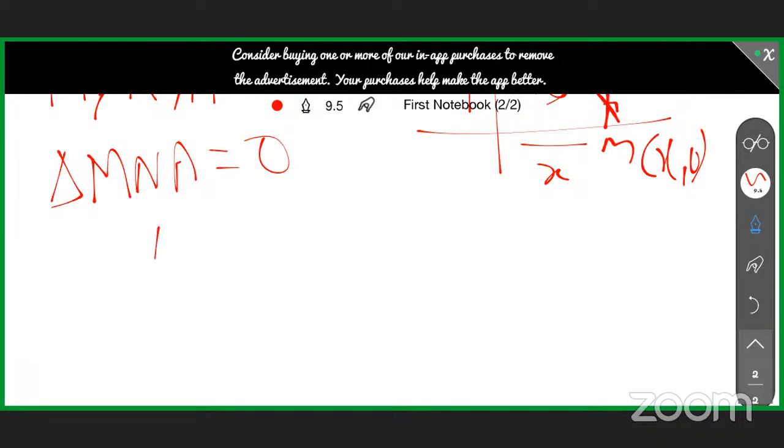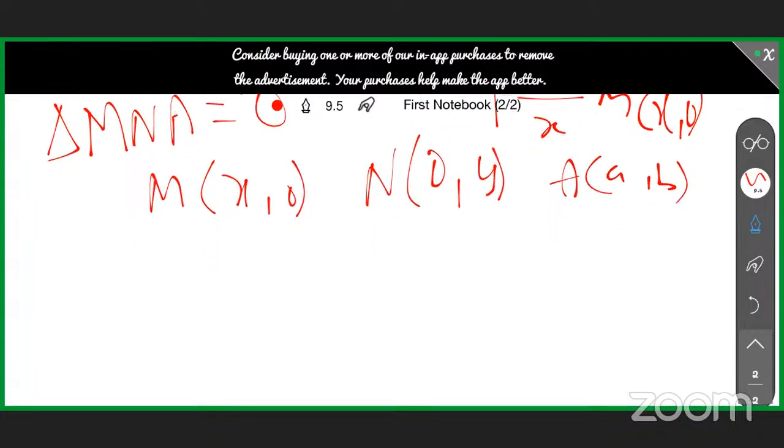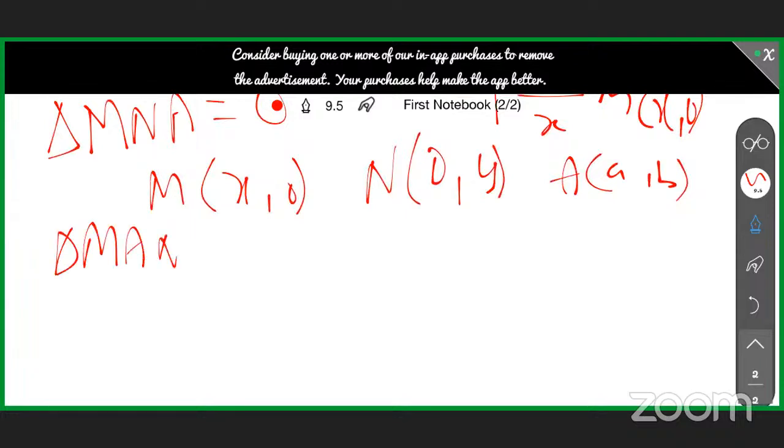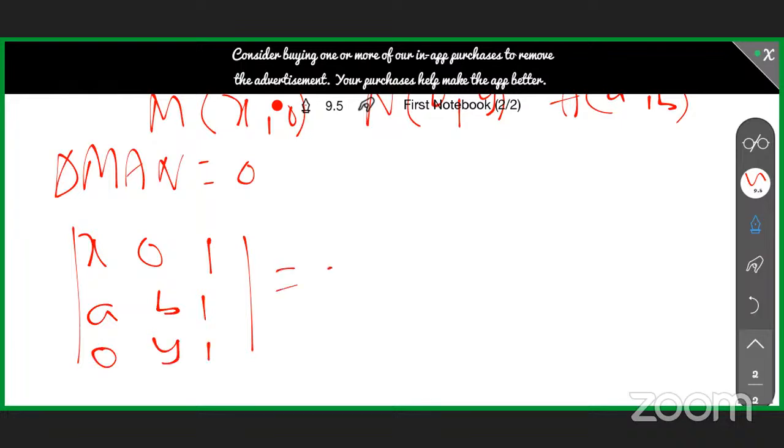Therefore, what are the points? M is equal to x comma 0, N is equal to 0 comma y, and A is equal to A comma B. According to order, it is triangle MAN is equal to 0. The area of a triangle can be found in many ways. I will take the determinant way, that is, determinant of x 0 1, a b 1, 0 y 1 is equal to 0.